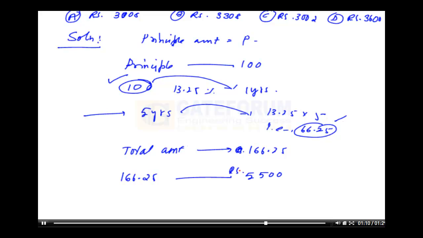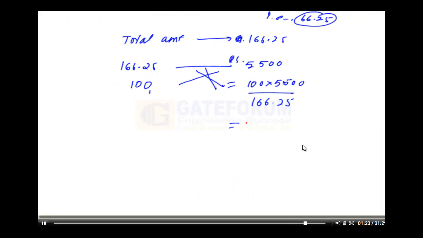Now we need the principal amount, that is 100 units. So 100 units is how much? That is nothing but 100 into 5,500 by 166.25. If we simplify, the answer will be approximately rupees 3,308, which is option B.